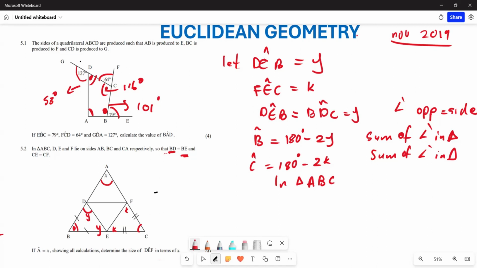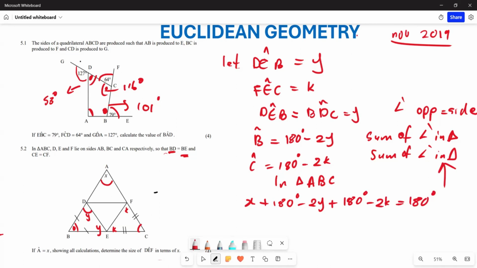I can say, look, my A is going to be given by what? What is it that I'm going to have in my triangle ABC? I'm going to have the X here. I'm going to have X plus 180 degrees subtract 2y plus 180 degrees subtract 2k is equal to 180 degrees. This is the sum of angles in a triangle, and that's going to be the reason for that, right?